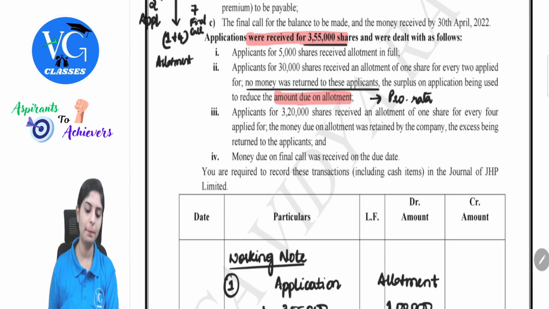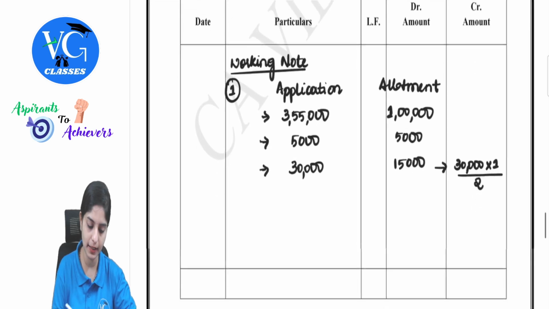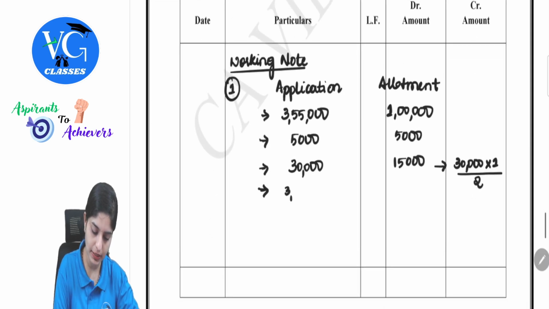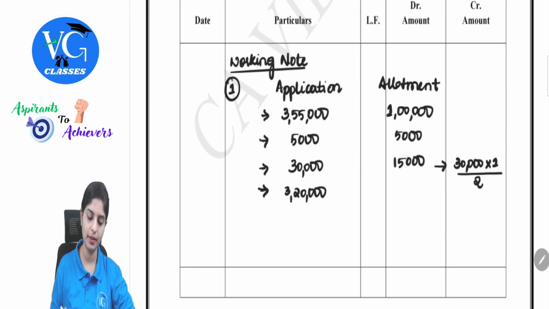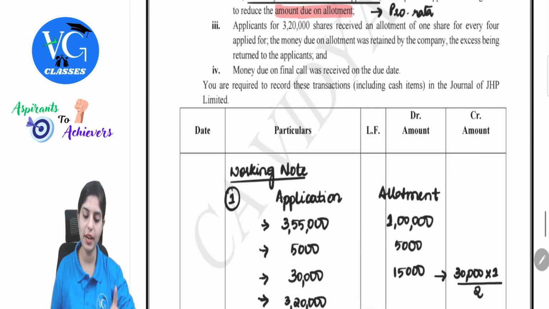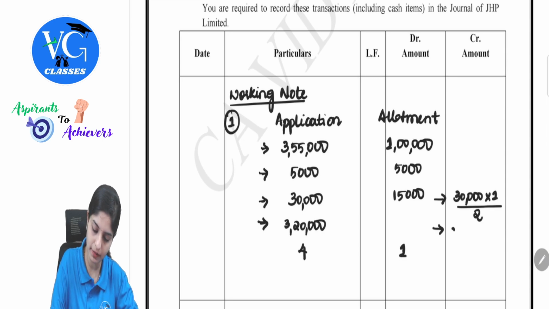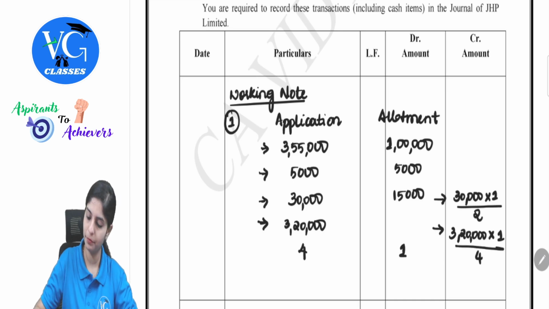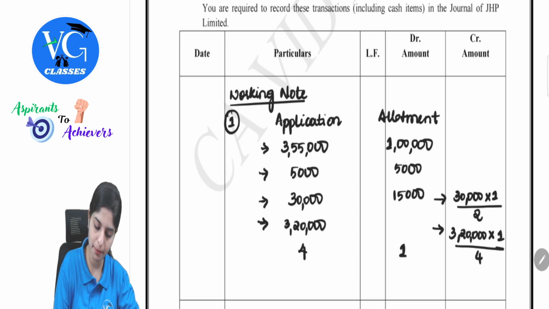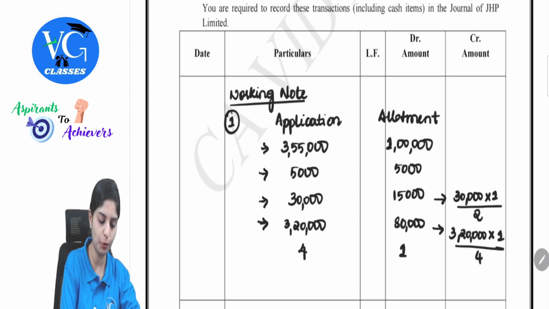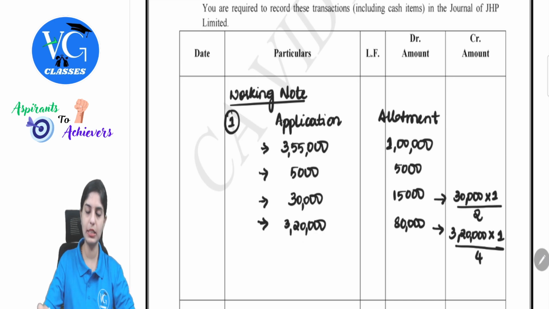Next category. Applicants for 3,20,000 shares received an allotment of 1 share for every 4 applied for. Similarly, applications were received for 3,20,000 shares. Now in this they are telling 1 share for every 4 applied for. That means for 4 I applied, I was allotted 1. So how will this be written? 3,20,000 into 1 divided by 4. So 3,20,000 divided by 4 will be 80,000 allotted. All of you first understood this?